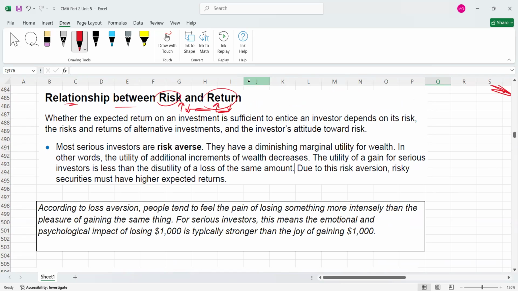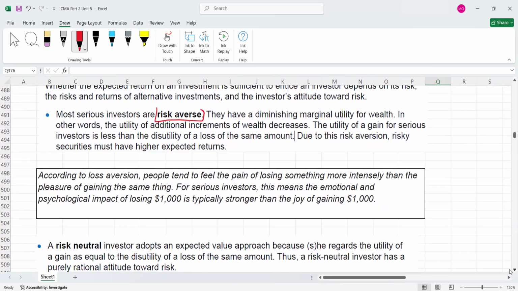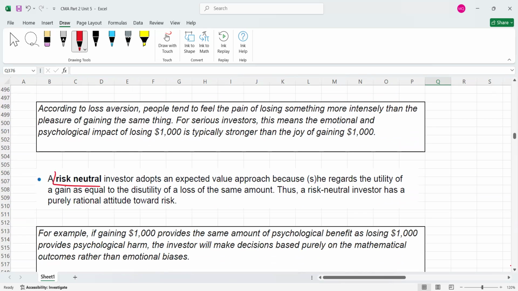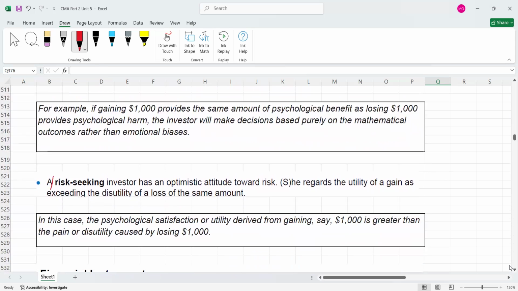So this is what is generally, there is a relationship between risk and return. But the point is, the risk and return relationship also depends upon the attitude of the investor. Investors have three different types of schools of thought, or three different types of mindset. Some investors are risk averse investors, some investors are risk neutral investors, and some investors are risk seeker investors. So risk averse, risk neutral, and risk seekers.